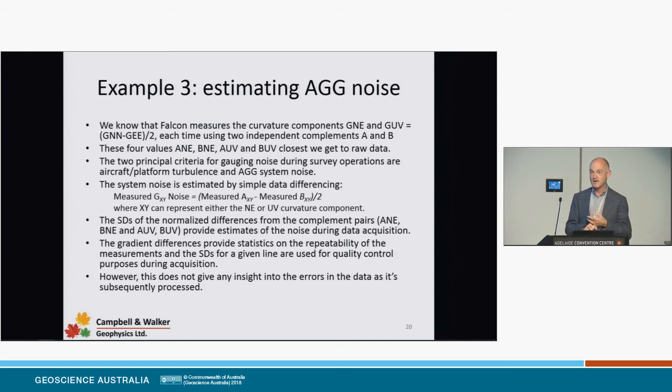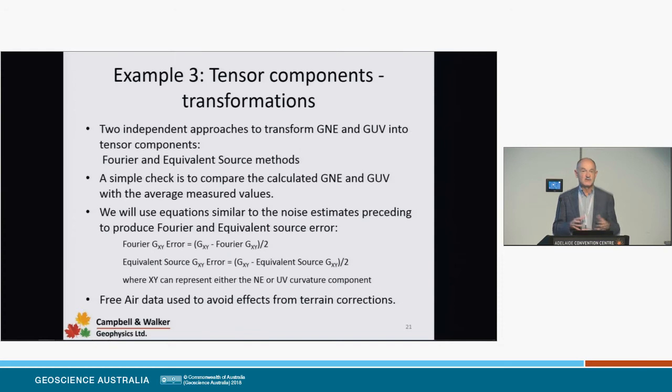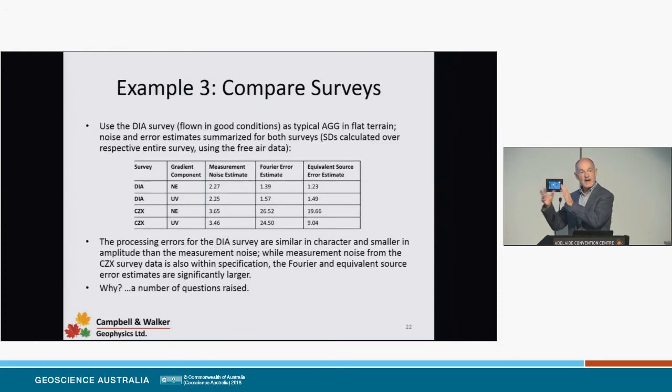As you know, there are 4 components that the Falcon system is measuring, the A and B, NE and UV. So we said, well, what's the noise? Let's look at the noise of those compared to the noise after the transform. I'm doing all this right now on free air, so we've kept the terrain issue out of this.